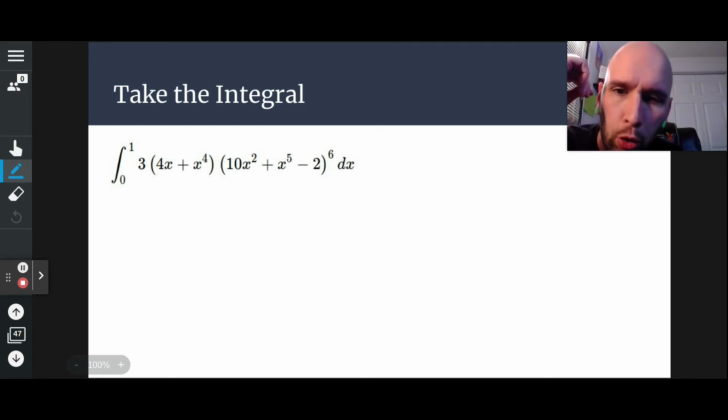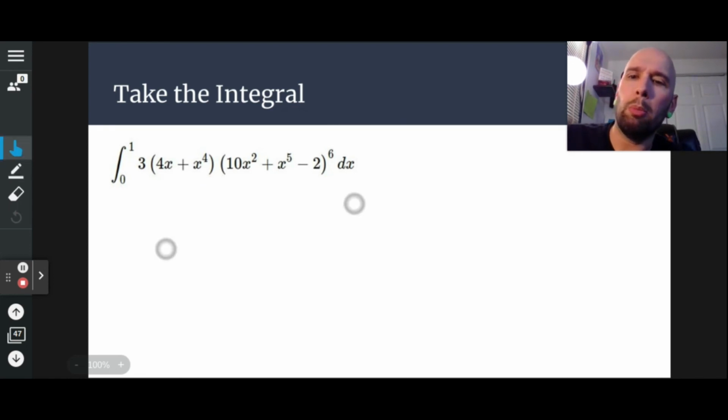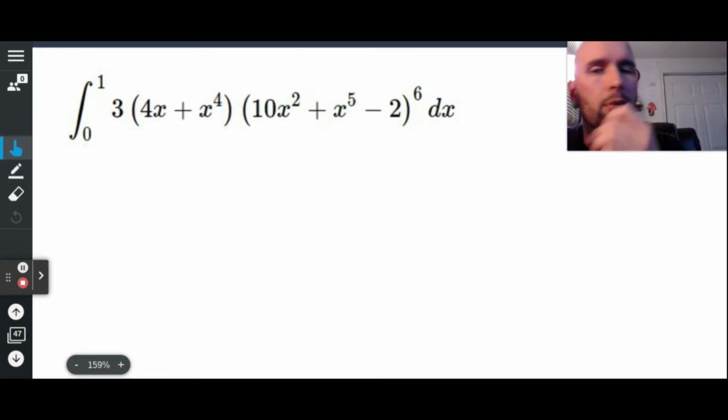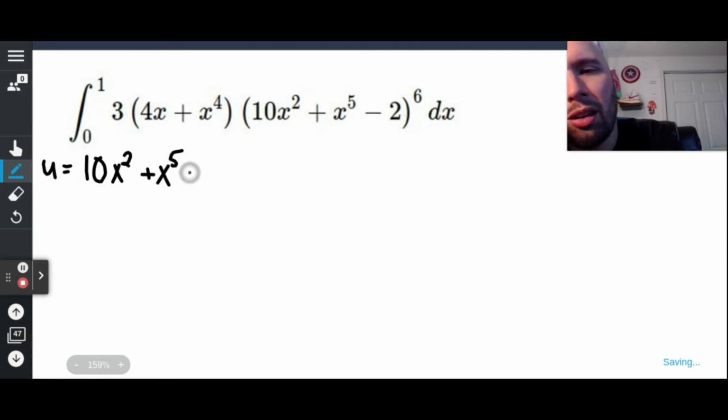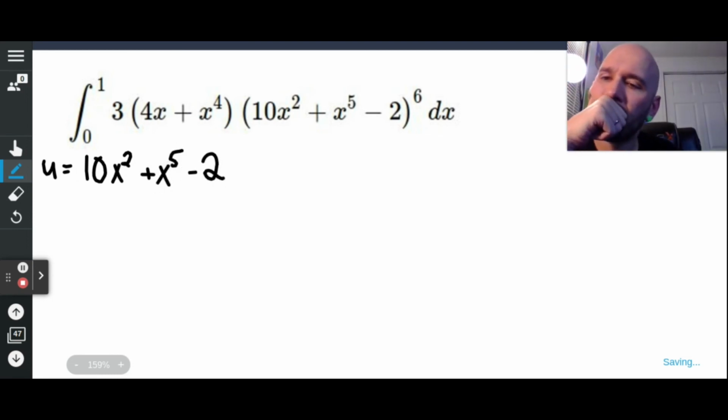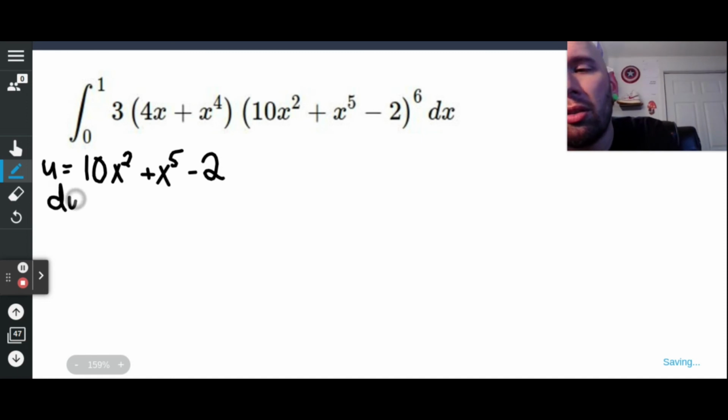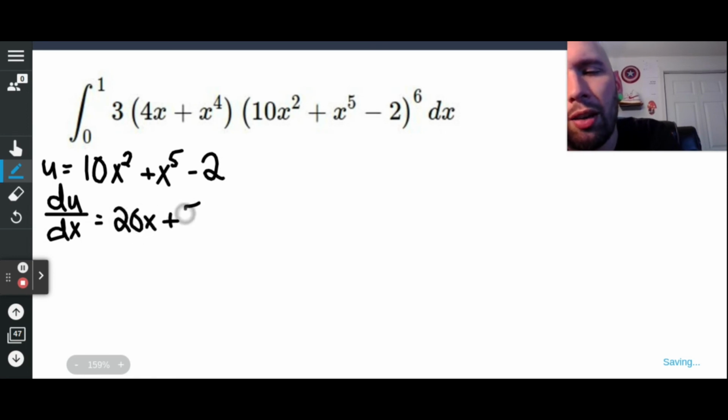I'm going to let this be my u because it has a degree of 5, and this has a degree of 4, so that would make sense here. Let me blow that up. So u is 10x squared plus x to the 5th minus 2. du/dx is going to be 20x plus 5x to the 4th.